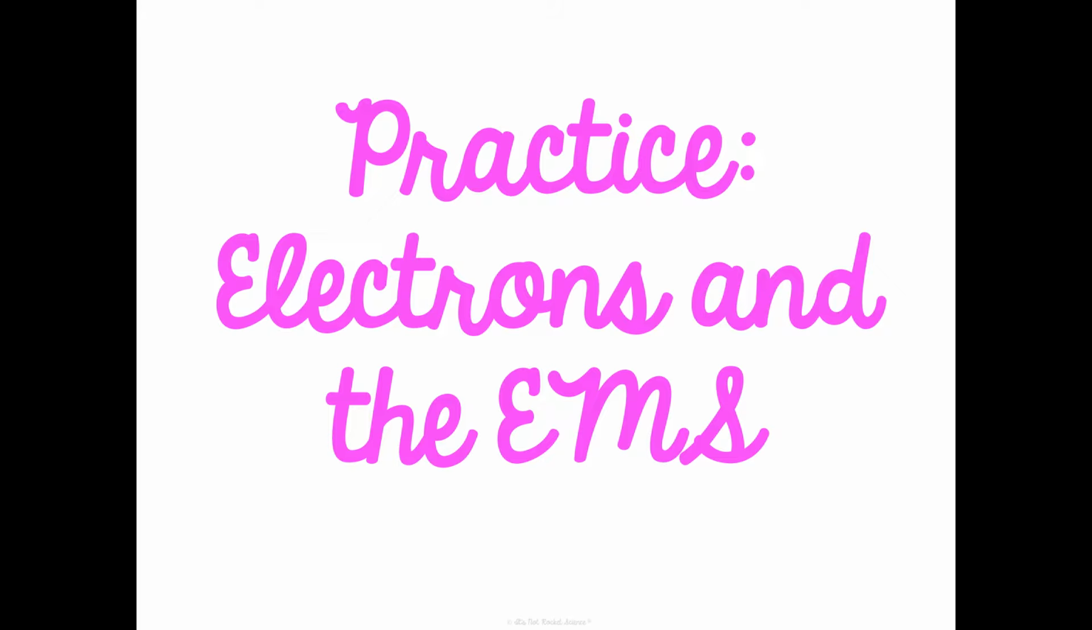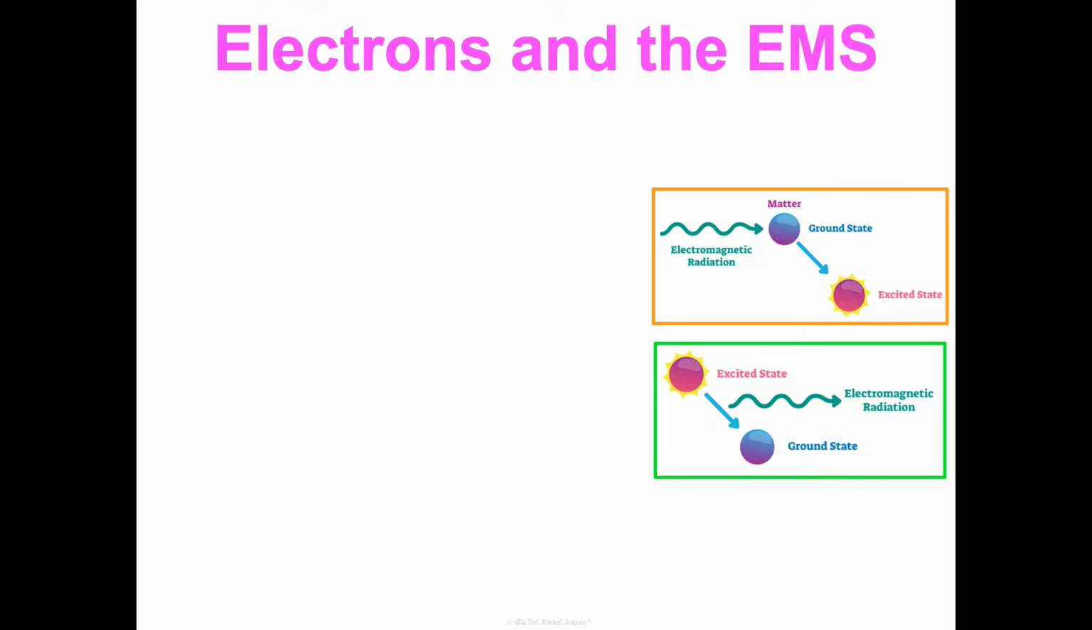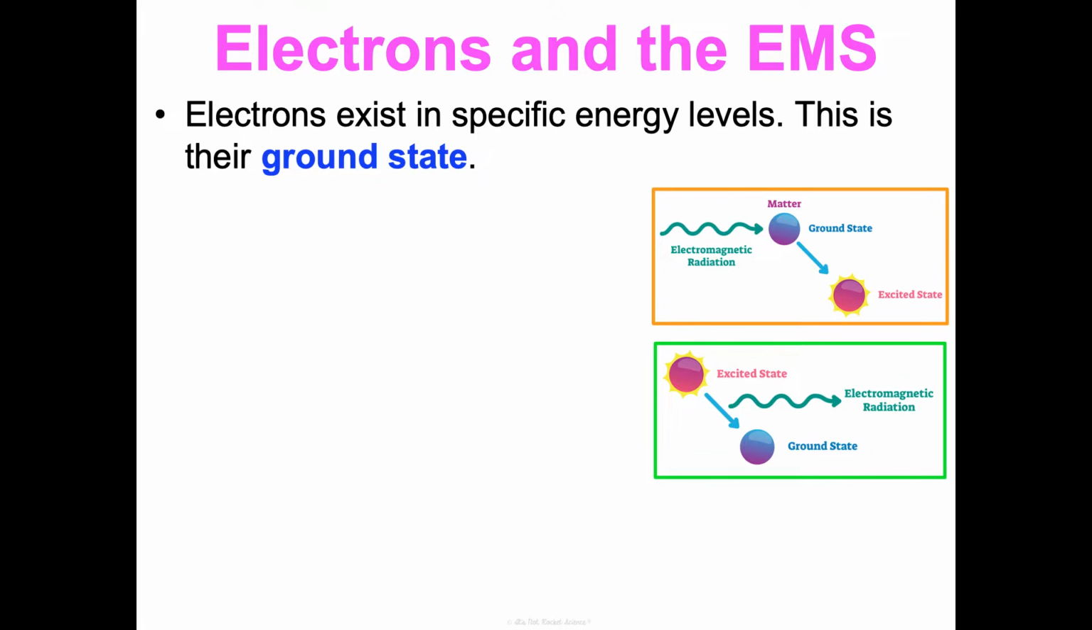Because again, this whole concept is just an overall introduction to electrons. So okay, we've talked about the electromagnetic spectrum. We're going to practice it some more. But I need to make another connection with you between electrons and the EMS. And that is that electrons exist in specific energy levels.